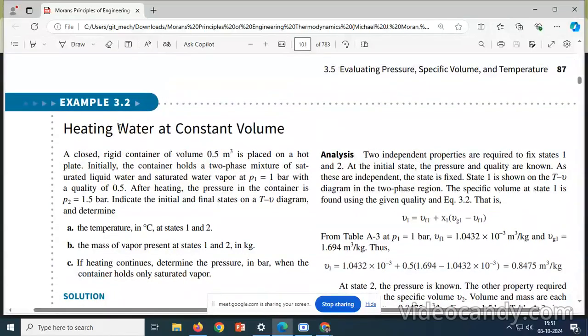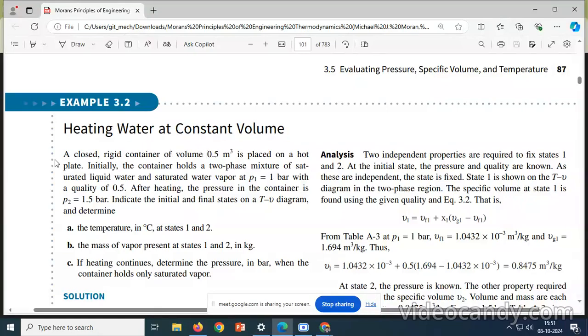So one more was with other than water. Here the application is heating water at a constant volume. So whenever constant volume is told, work done will be zero, but heat transfer will have some positive value. So here heating of water is taking place. In place of water, they may use some different fluids also, just to make you understand the different tables for different fluids. Okay. A closed rigid container of volume.